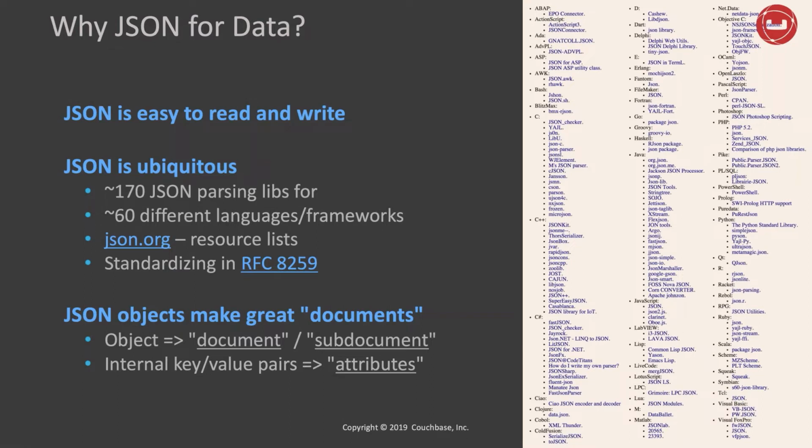Why JSON for data? Because it's easy to read and write, and it's ubiquitous. This is actually old statistics. It's even more ubiquitous than this now. There's a standardization effort in RFC 8259. They make great documents because objects and their hierarchical nature map to documents and subdocuments, and the internal key-value pairs map to what we call attributes in documents very cleanly.